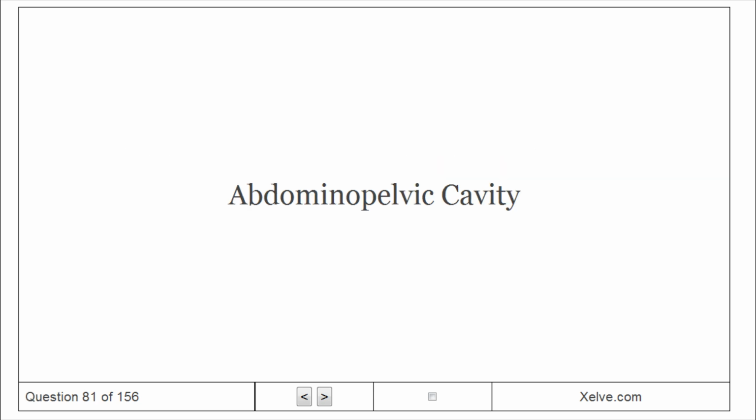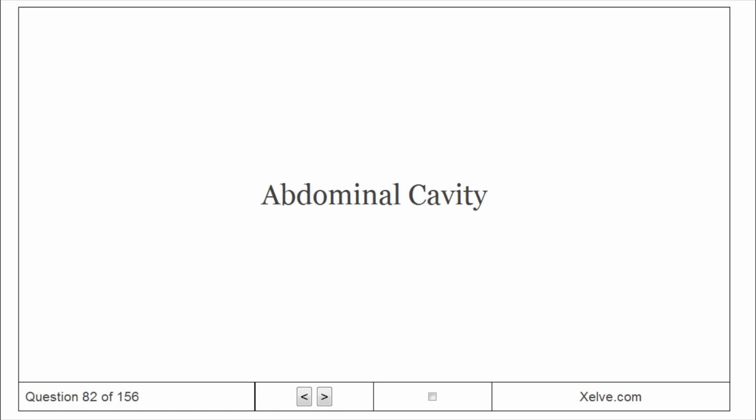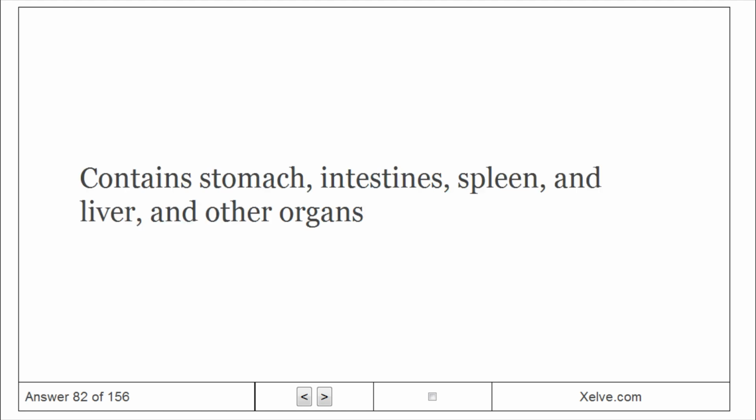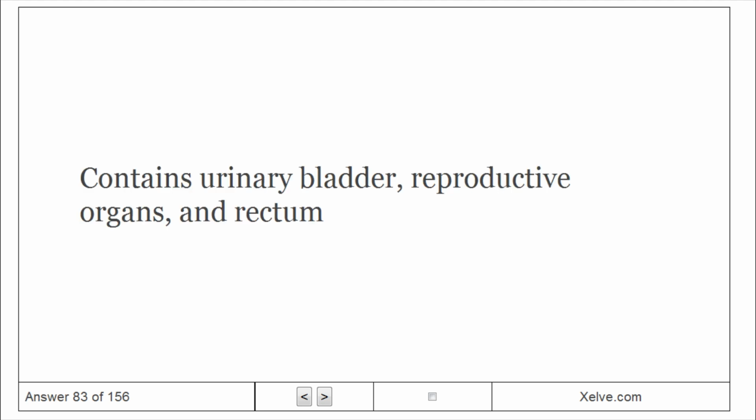Abdominopelvic cavity. Separated from the thoracic cavity by the diaphragm, a dome-shaped muscle important in breathing, it has abdominal and pelvic cavities. Abdominal cavity: contains the stomach, intestines, spleen, liver, and other organs. Pelvic cavity: contains the urinary bladder, reproductive organs, and rectum.